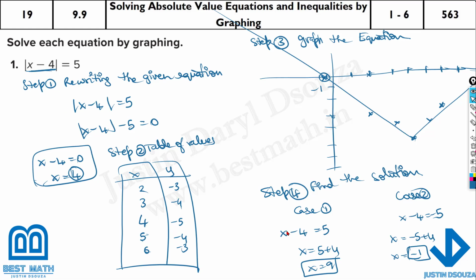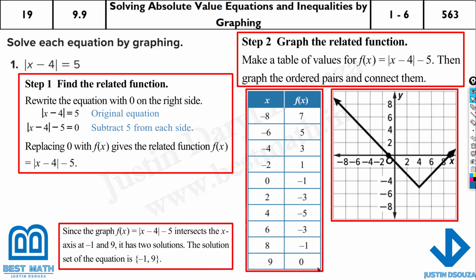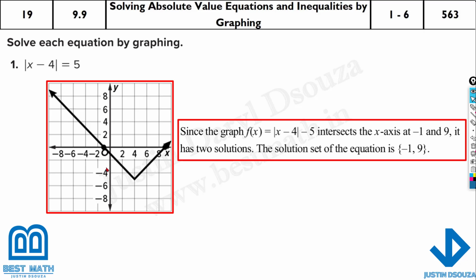Case 1. It'll be x minus 4 equals 5. When we remove the modulus, it'll be either plus or minus 5. So the next one will be minus 5. Solve both of them. The answers are minus 1 and 9. So here we go. They have taken a lot of values. It's just going to take too much time. And then the final solution is minus 1 and 9. You can see minus 1 and 9. So here we go. That's it.